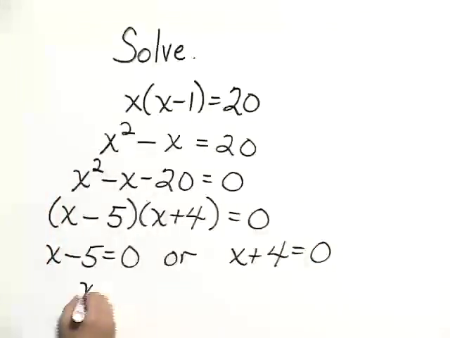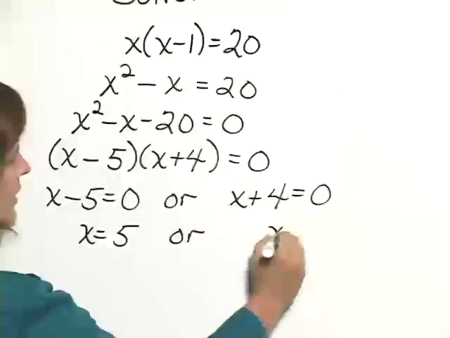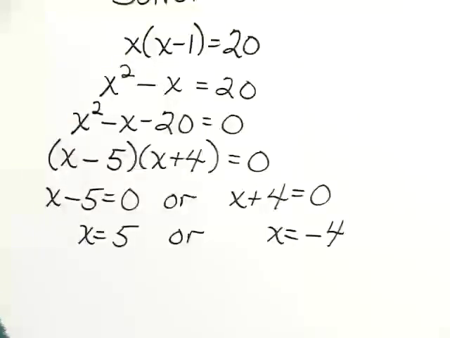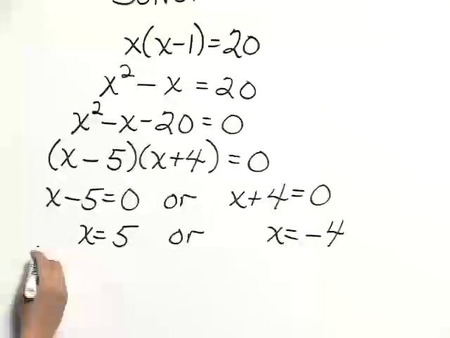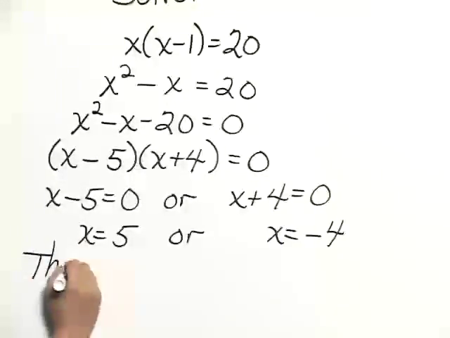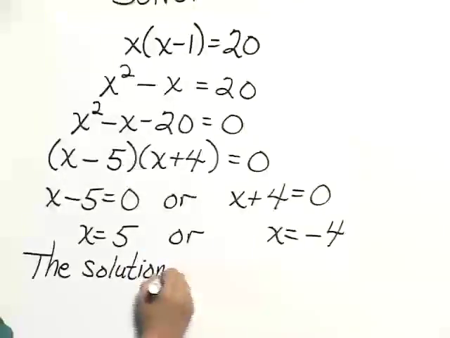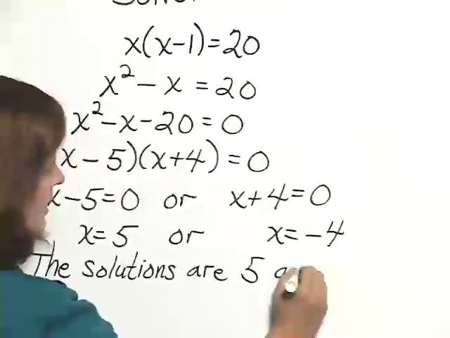Solving for x, we have x equals 5, or x equals negative 4, subtracting 4 from both sides of this equation. Both 5 and negative 4 will check in this original equation, so we can say the solutions are 5 and negative 4.